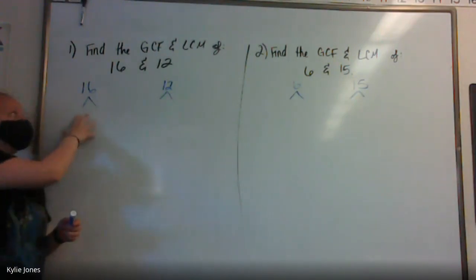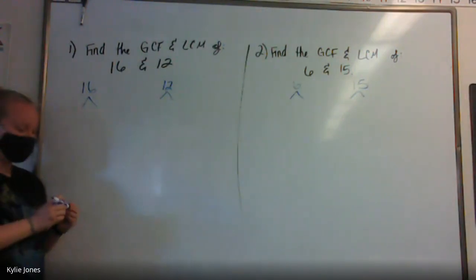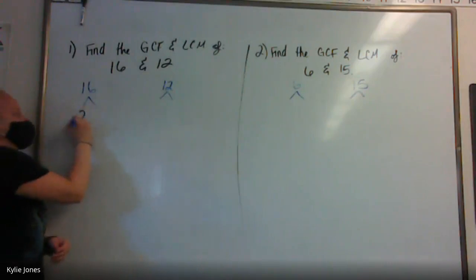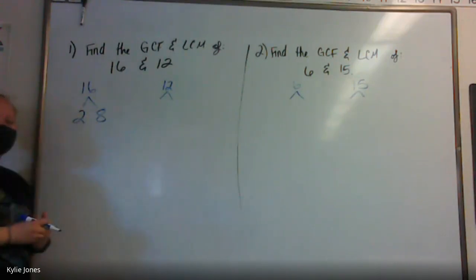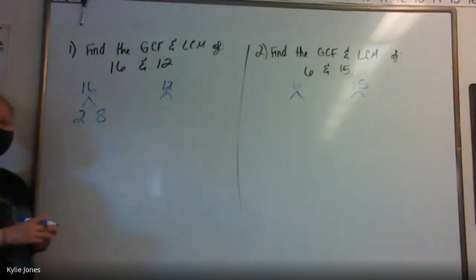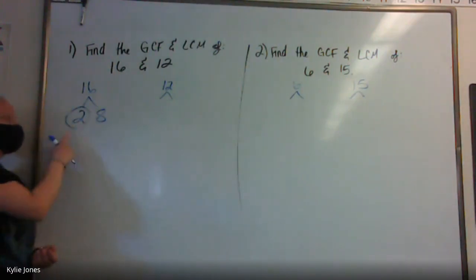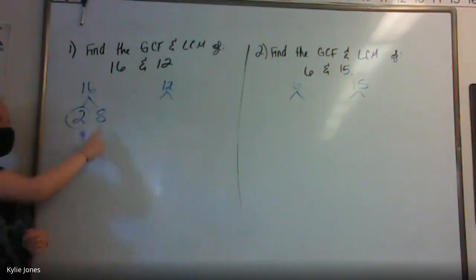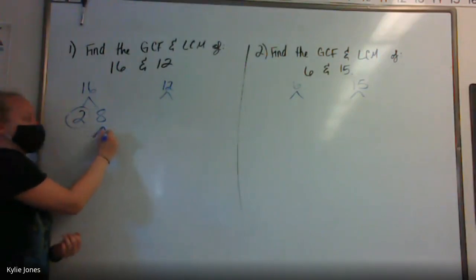What multiplies into 16? That's what I was trying to ask. 2 times 8. Now when we do this, we have to circle the ones that are prime. So the numbers that can only be multiplied by 1 and itself. Are either of these a prime number? 2 is prime. The only numbers that go into 2 are 1 and 2. What about 8? It's composite. We can still multiply into it.